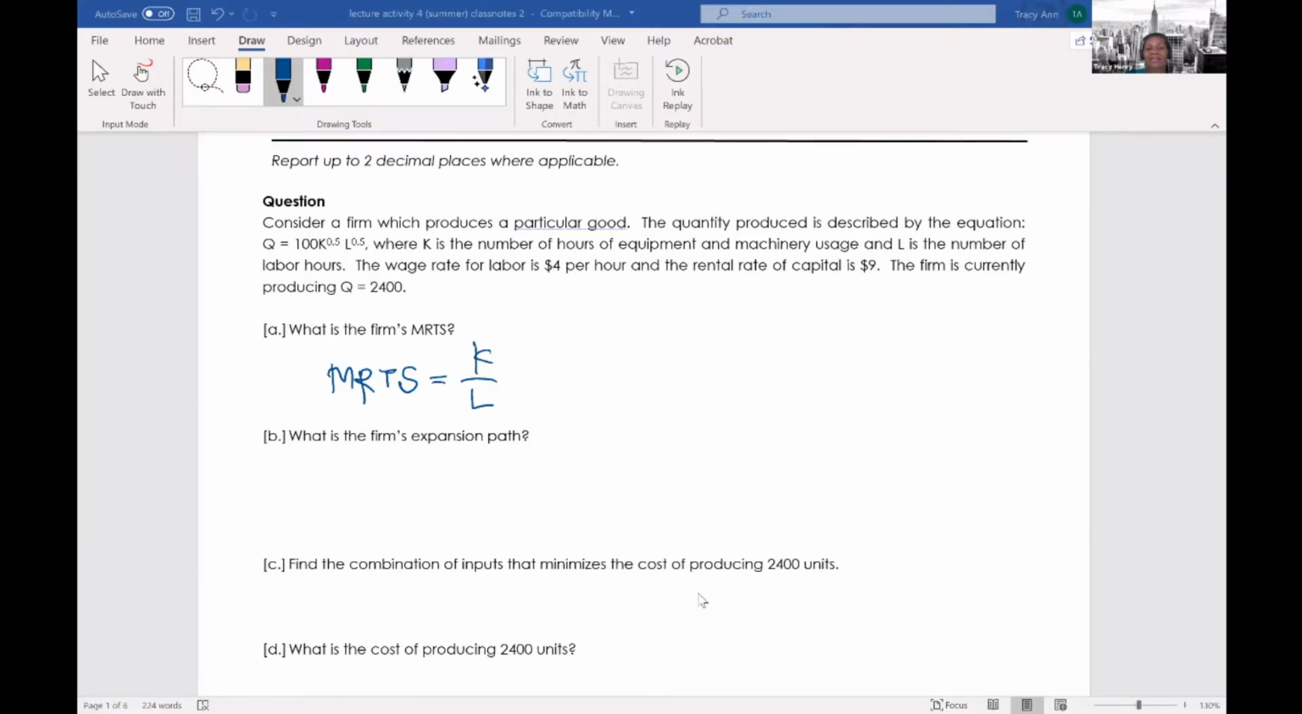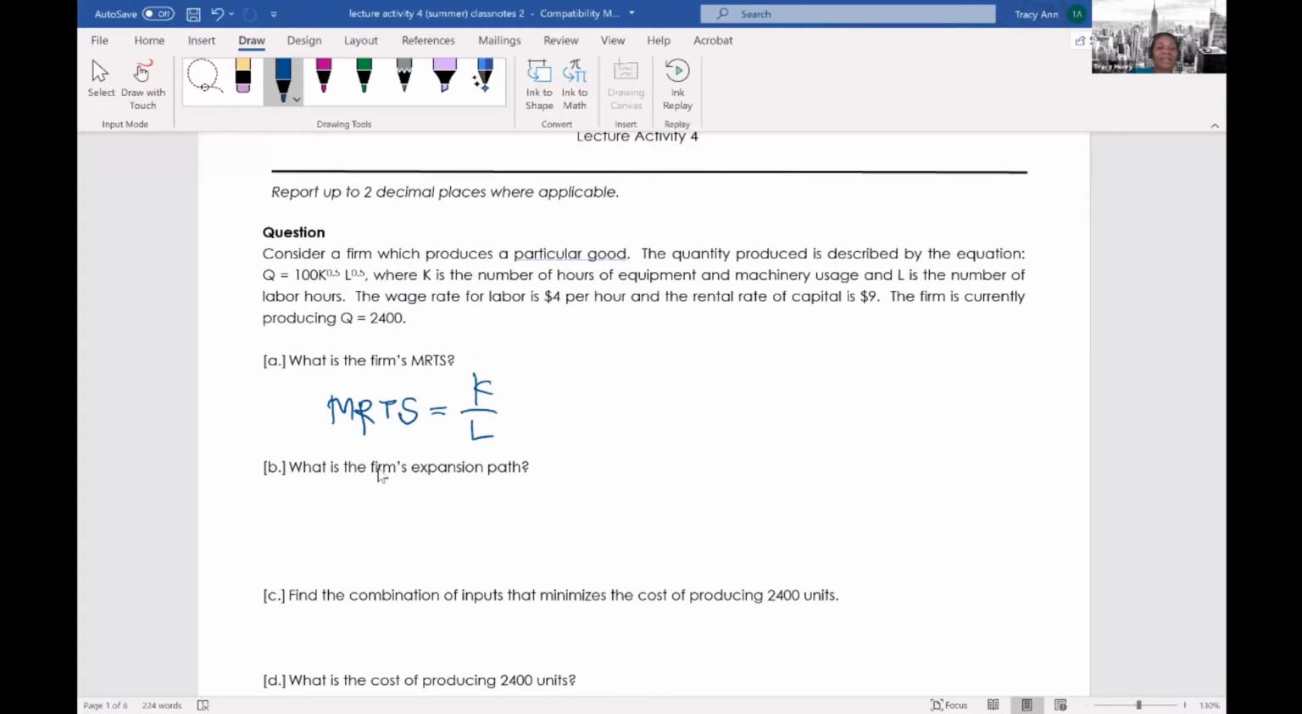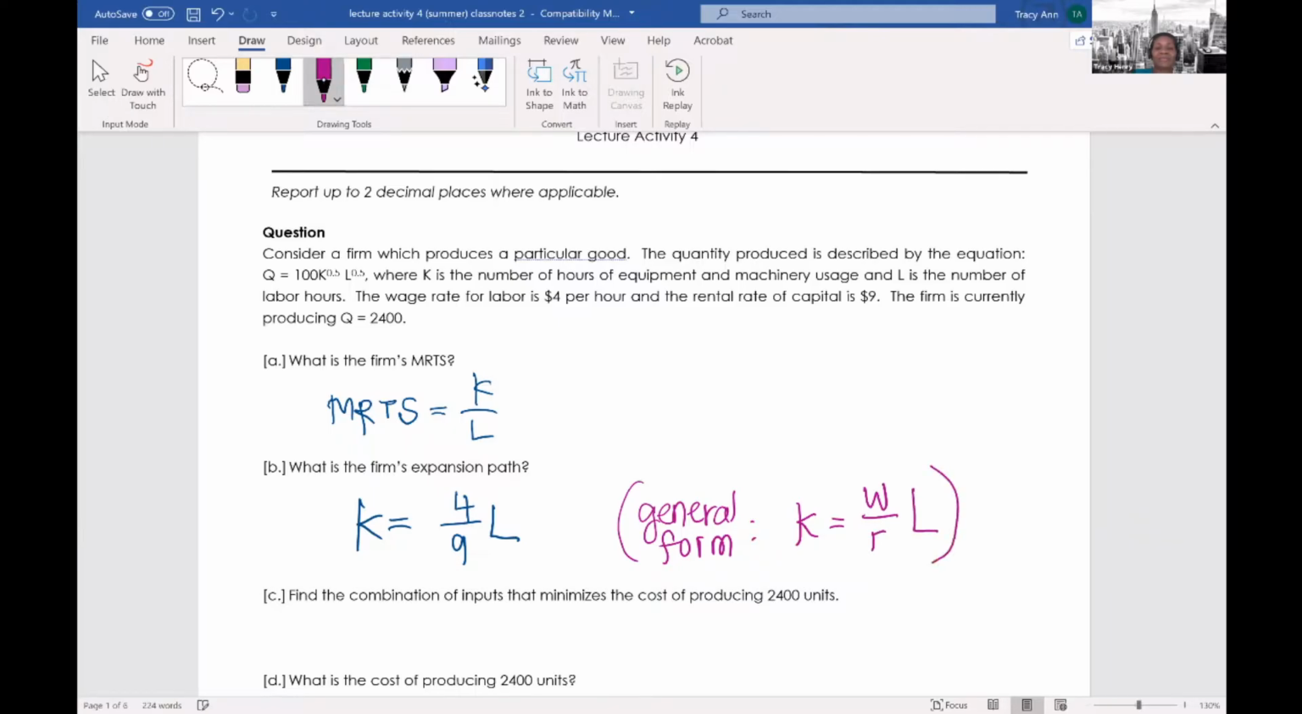So then the question asks, what is the firm's expansion path? When we made the MRTS equal to the ratio of the prices of input, we found out that our expansion path, we would write it as K is equal to 4/9 L. And in general form, I had K is equal to W/R times L. So this would be my expansion path.